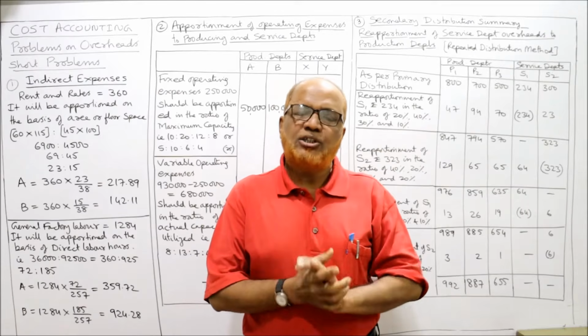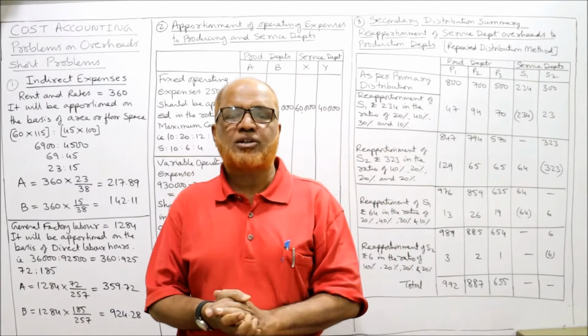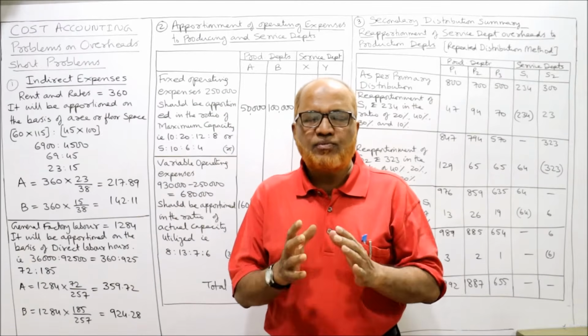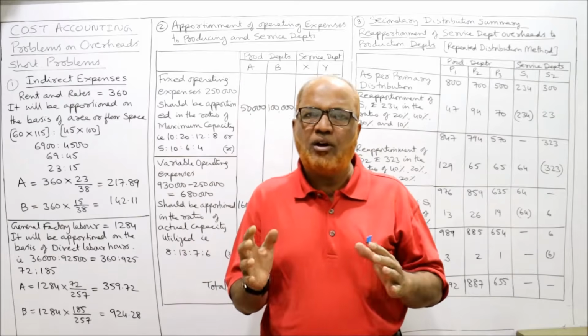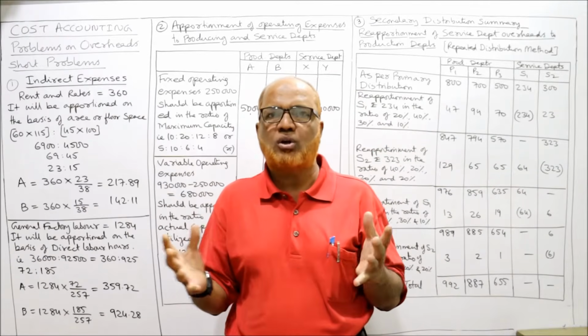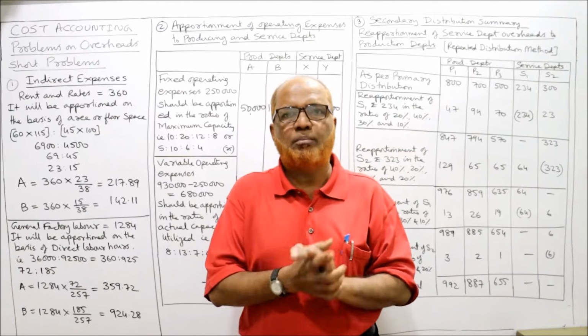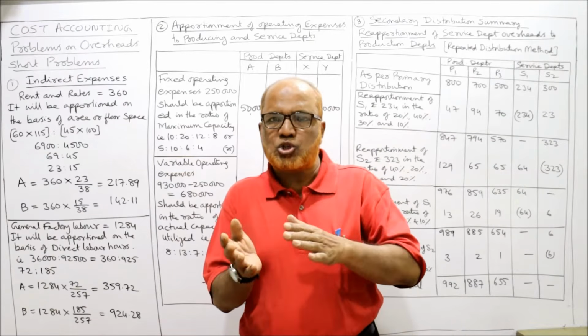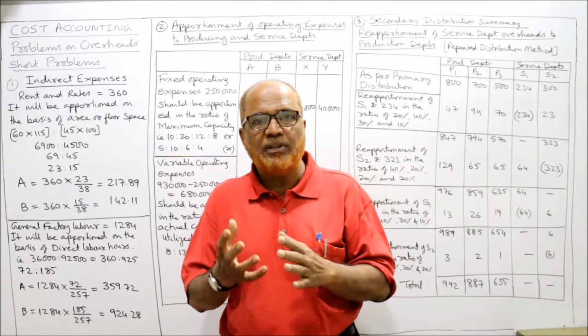So we have completed the theory part of the chapter overheads. Presently we are discussing the subject cost accounting. In the last video I gave the complete explanation regarding overheads, the meaning of the term overheads, and classification of overheads. Then we discussed allocation and apportionment of overheads, primary distribution, secondary distribution. Then what are the different methods of absorbing the overheads?